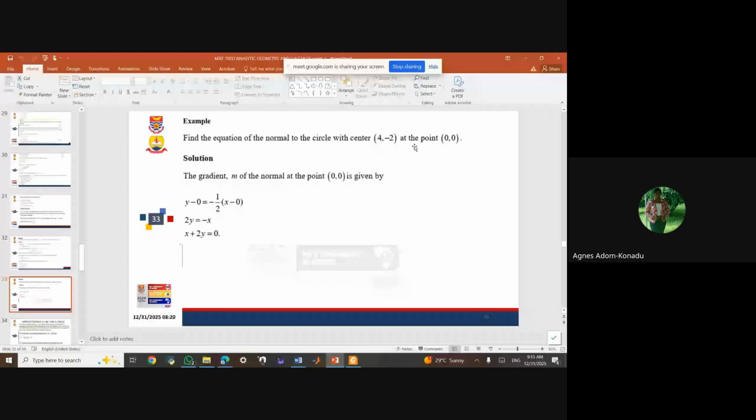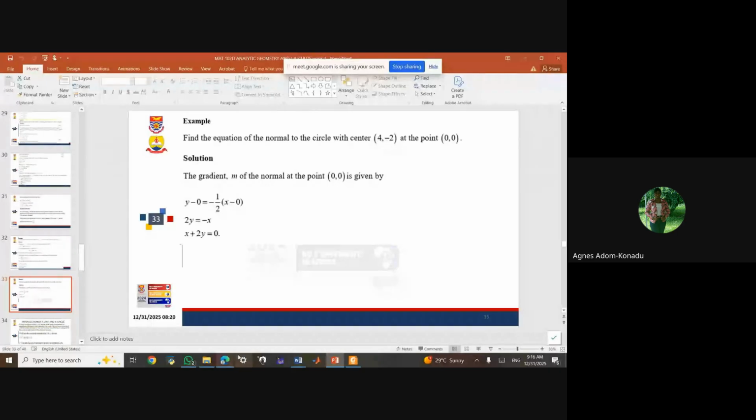Another one: find the equation of the normal to the circle with this center at the point (0, 0). So this is the center, and then we have the point (0, 0). What we have to find is just the gradient. The gradient will be minus 2 minus 0 over 4 minus 0, which is minus 2 over 4, which is negative half.